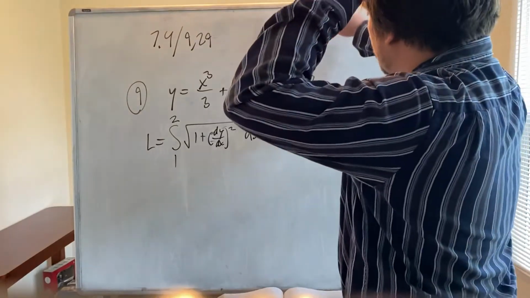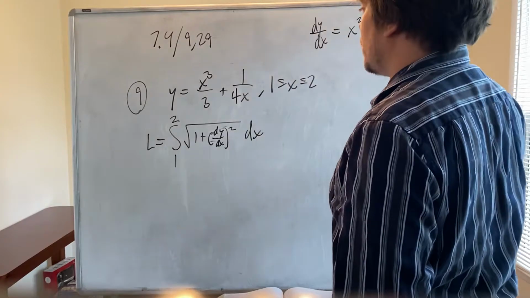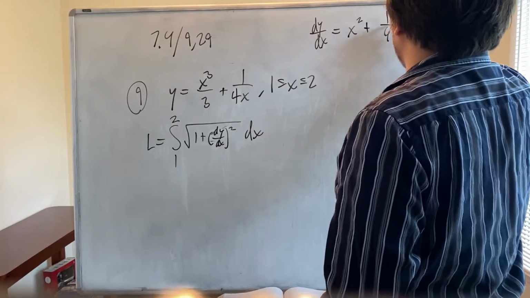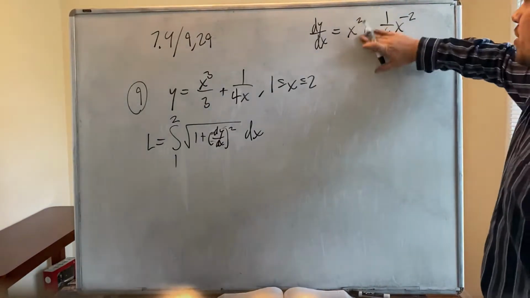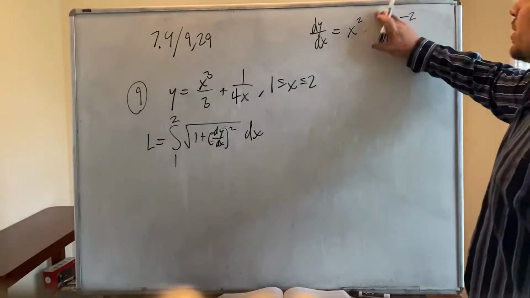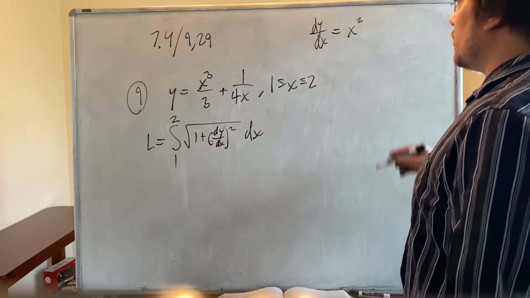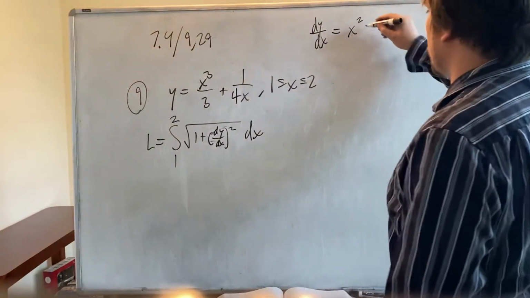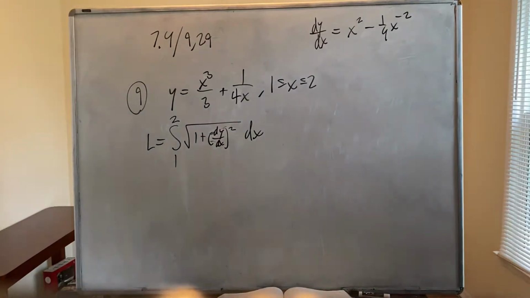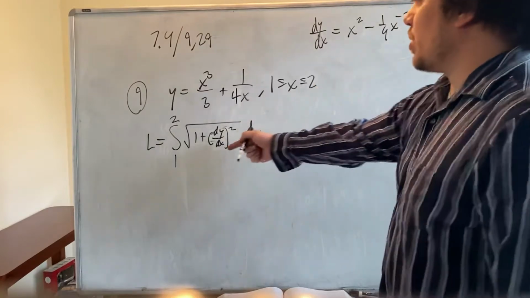Okay, so dy/dx is equal to x squared plus 1/4 x to the negative 1. Oh wait, sorry, I'm taking the derivative. Okay, so this is 1/4 x to the negative 1, so the derivative is minus 1/4 x to the negative 2. I think this is what I said. All right, so that's the derivative, and then you square it because you're going to do (dy/dx) squared.